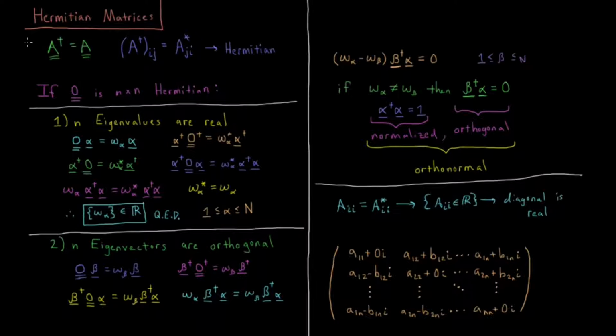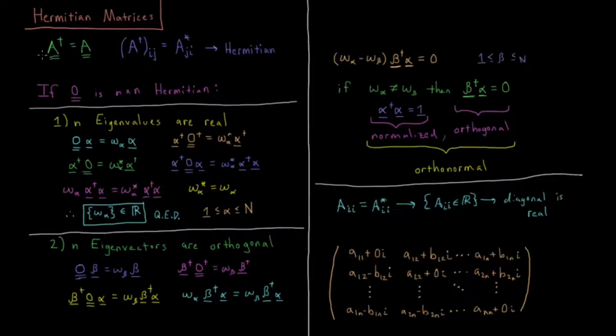This video will discuss some useful properties of Hermitian matrices. Hermitian matrices are going to be important because operators in quantum mechanics are going to be represented as Hermitian matrices, and Hermitian matrices have some special properties which make them especially suited to be those operators.